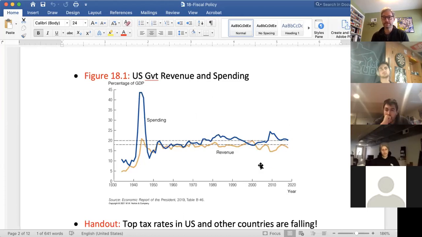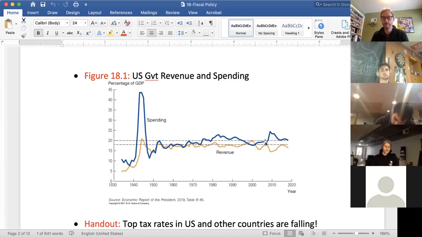There's one other thing here that I'll note about government spending and revenue. Notice that budget deficits are pro-cyclical. And what I mean by that is budget deficits go up. No, did I say that wrong? I said that wrong, sorry. Budget deficits are counter-cyclical. Apologize. Budget deficits go up when the economy slows down, right?